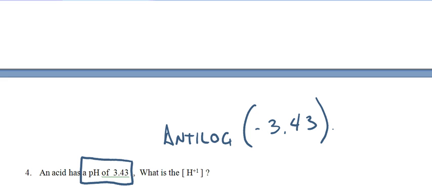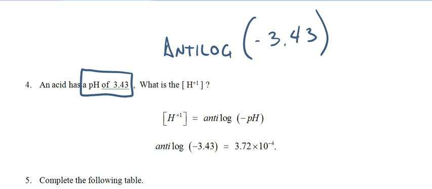I haven't made the test up yet. So take the antilog, which is second log, and then negative 3.43. So the antilog, and that should be your answer right there. So 3.72 times 10 to the negative 4.